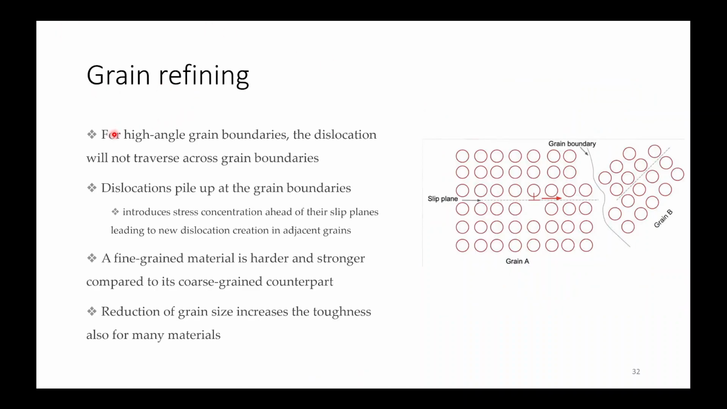Now grain refining, for high angle grain boundaries, the dislocation will not traverse across grain boundaries. So it is harder for this dislocation to go into another grain. Dislocation pileup will occur at the grain boundaries, and this pileup might lead to formation of another dislocation of opposite sign in adjacent grains. Now a fine grained material is harder and stronger compared to its coarse grained counterpart, and reduction in grain size will also lead to increase in toughness for some materials.